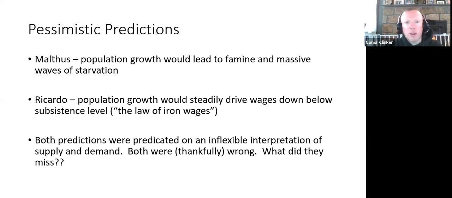Ricardo had a similar position, having to do with there's too many people, that means everyone gets paid less. Both of these predictions are predicated on supply and demand and an inflexible interpretation of supply and demand. Supply and demand, really important concept to understand economics and just a lot of things in life.